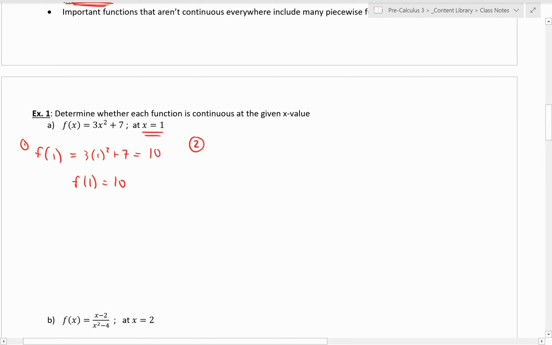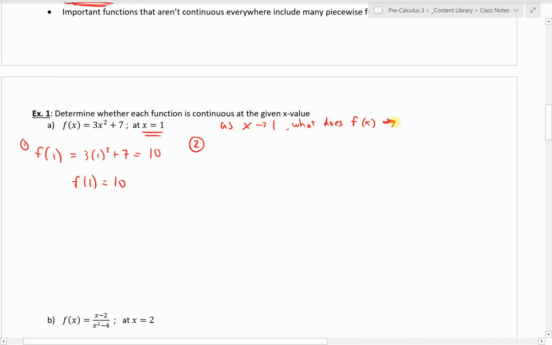The second part is the weirder part that we're not used to. What we're going to do is figure out what the y values are going toward as x gets close to 1. So we want to think about as x approaches 1. Sorry, I didn't write that right. As x approaches 1, what does f do? Or what does the y coordinate do?